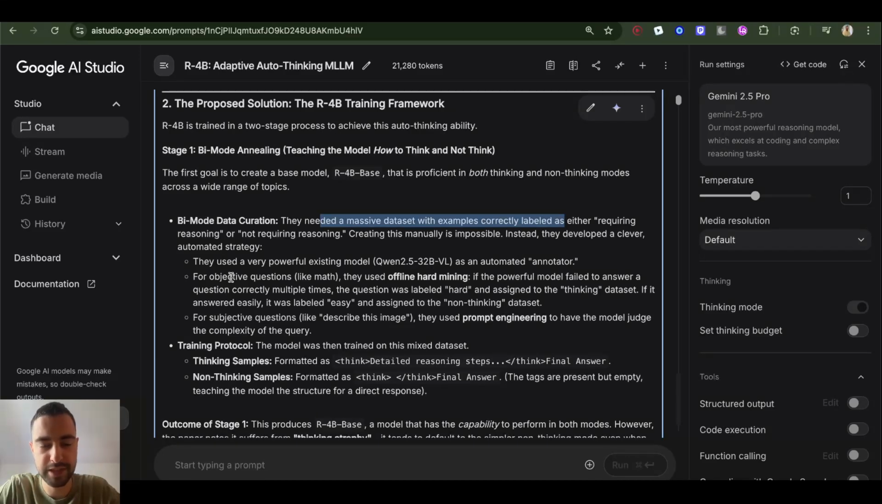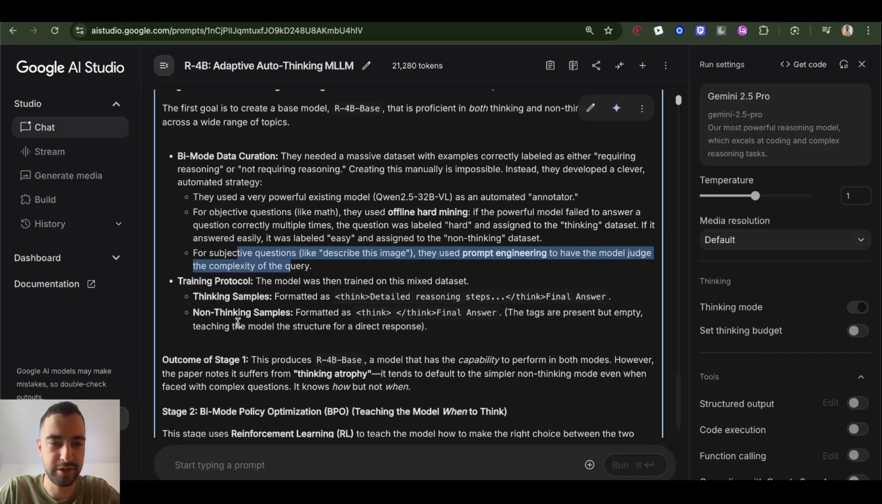For objective questions like math, they used offline hard mining. If the powerful model failed to answer a question correctly multiple times, the question was labeled hard and assigned to the thinking dataset. If it answered easily, it was labeled easy and assigned to the non-thinking dataset. For subjective questions like "describe this image," they use prompt engineering to have the model judge the complexity of the query. So they just judge it with prompt engineering.